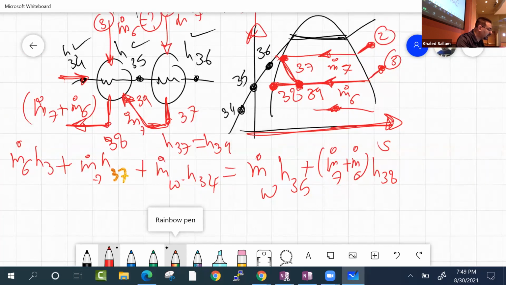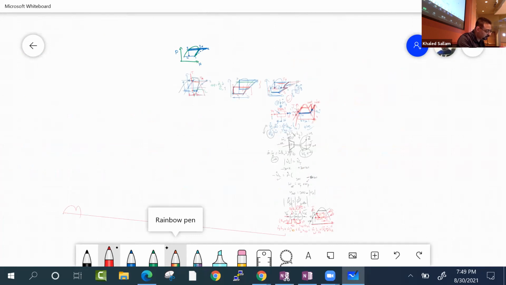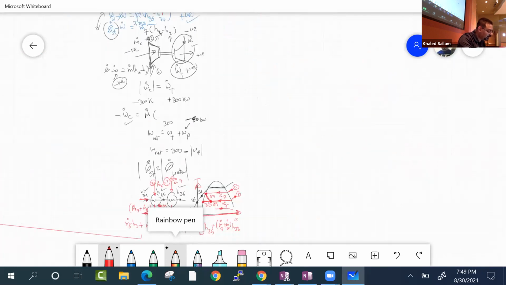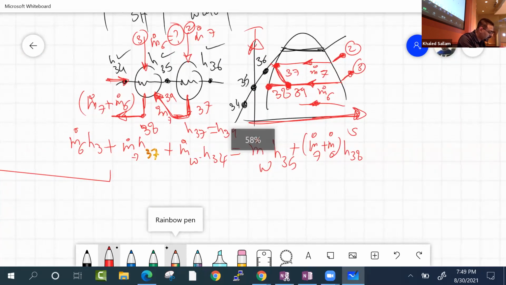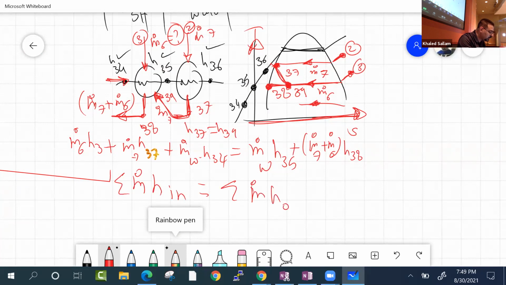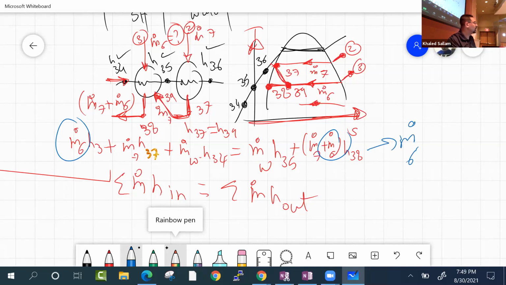So there is nothing complicated about this. This is nothing but m dot h in equals m dot h out, simply sigma m dot h in equals sigma m dot h out, right? And in this equation, what is the unknown? Only one unknown, which is m.6. I just put m.6 on one side, put everything else on the other side, and solve for m.6. Okay?